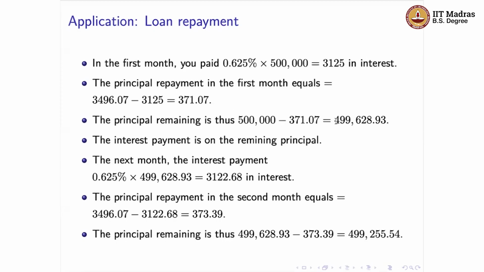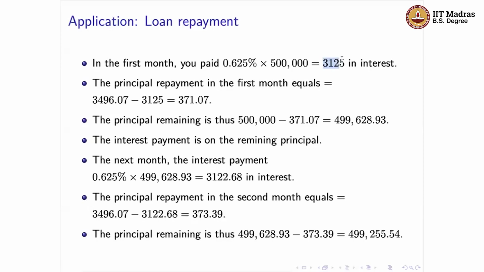Okay, so what is the amount of interest that you have to pay next month on this amount of principal? Well, again, the interest rate is 0.625%, so you can calculate that. So the next time you are making the payment, how much of that is the interest payment? That's 0.625% multiplied by the remaining principal, 499,628.93. So this is the amount that you are repaying in interest in the second month. So 3122.68, right?